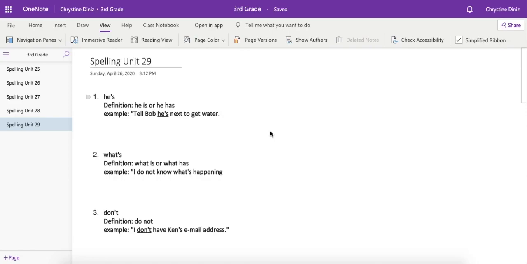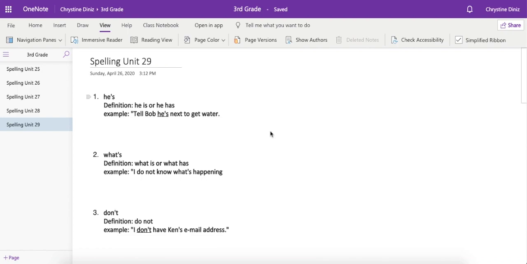Alright class, so here is our new unit of spelling words for this week, Unit 29. At the end of the video, we will talk about what the pattern is for our spelling words this week. So our spelling words this week are all pretty similar. We've talked about these kinds of words in English before. Anybody remember what they're called? Yes, they're called contractions. Very good.